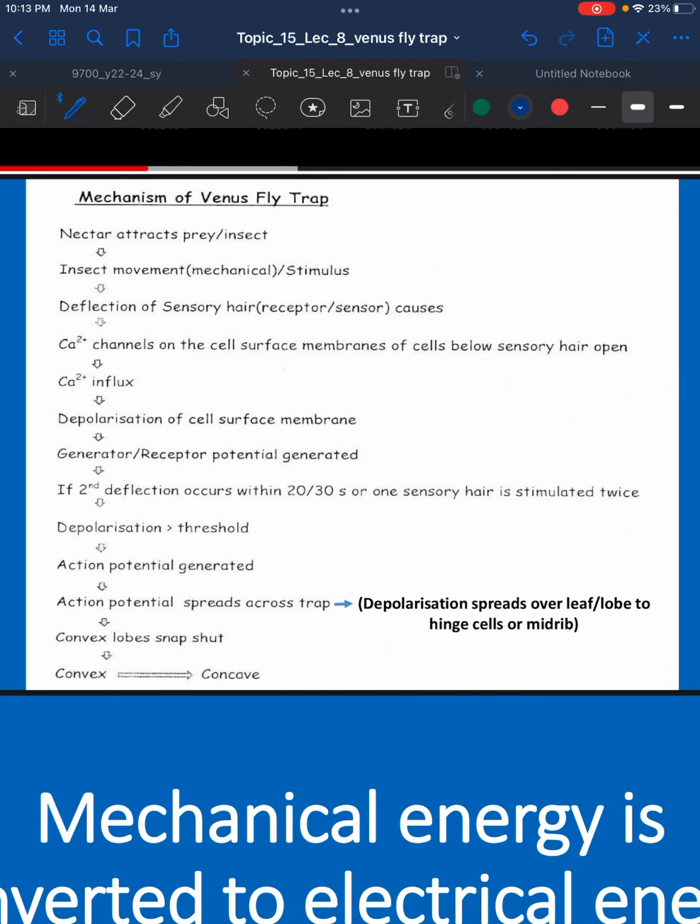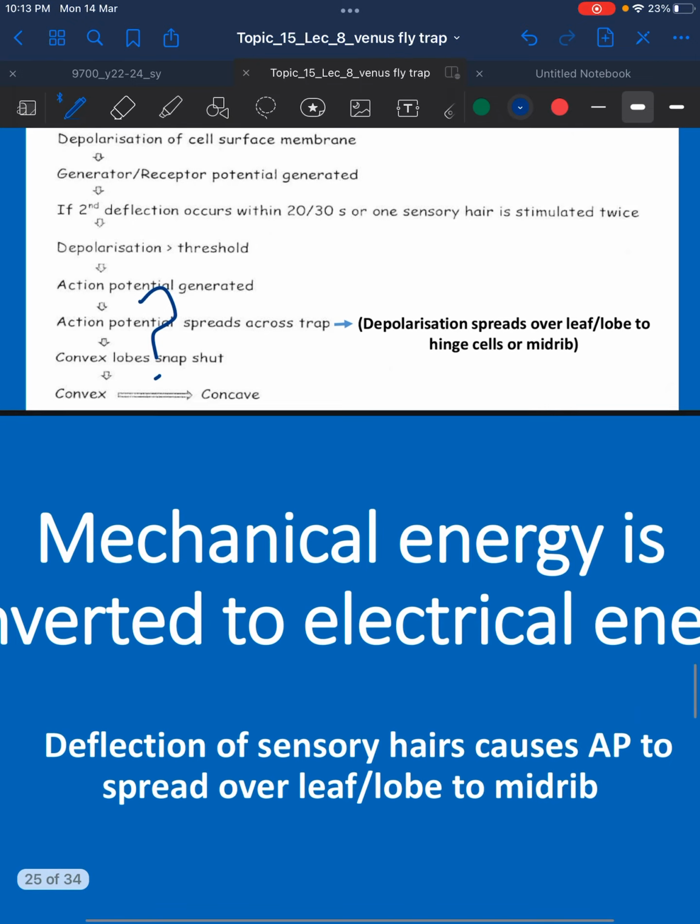Now, for Cambridge, it's important: what makes the convex change to concave? What is the mechanism? We know that the convex changes to concave because action potential occurs, influx of calcium, action potential occurs, and so the shape changes. But rather, we want the mechanism, how the convex is changed to concave. What is the sequence of events?